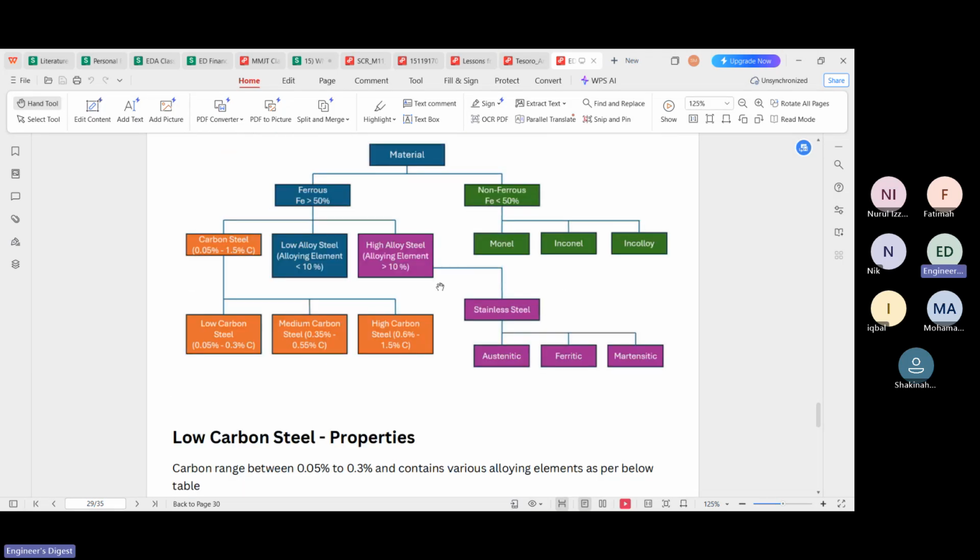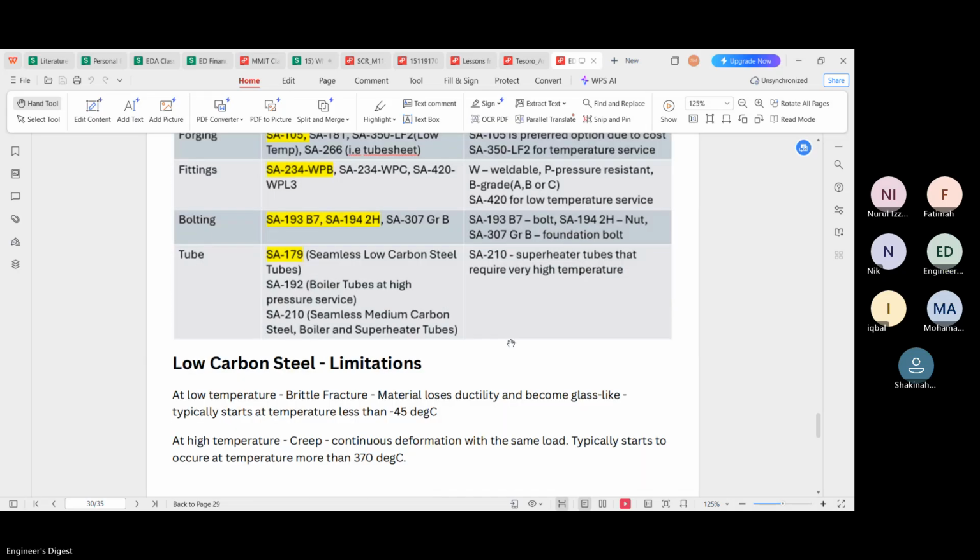So actually we change from low carbon steel here, we change to here. Why we change is because this material, non-ferrous material, has better corrosion resistance than low carbon steel. That is why we make the change. Thank you for the question.